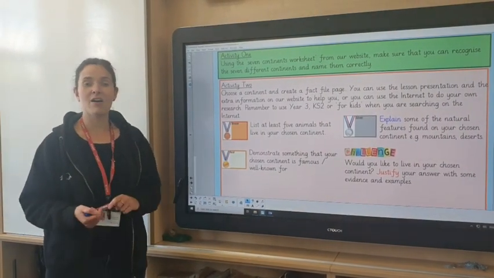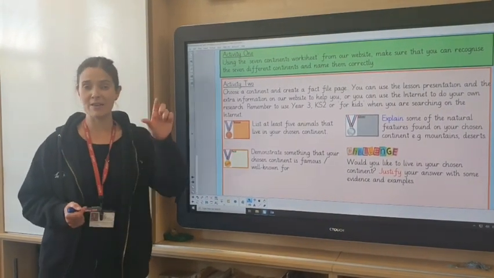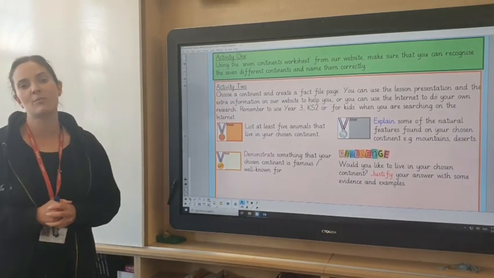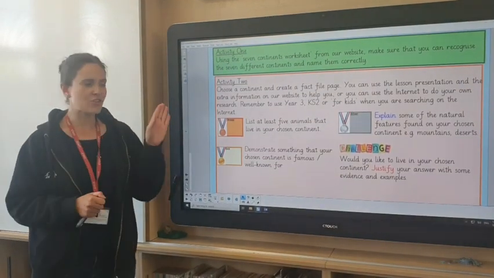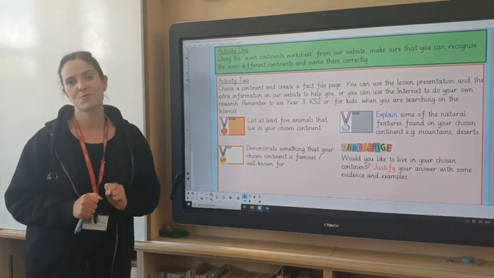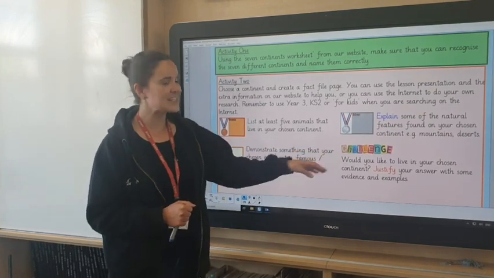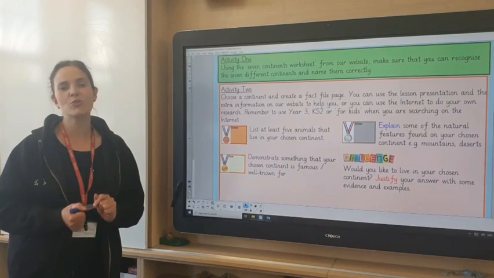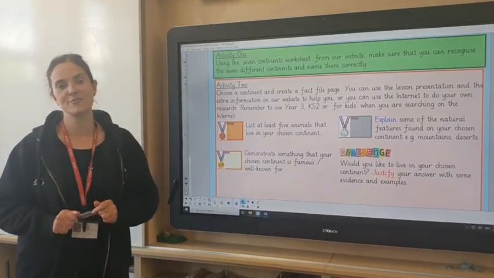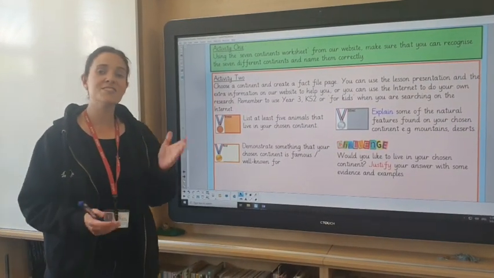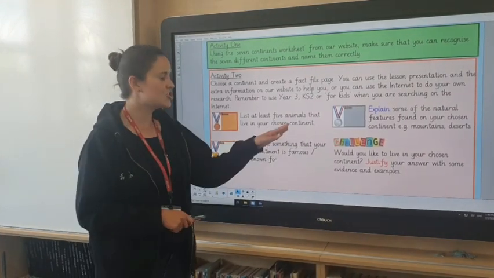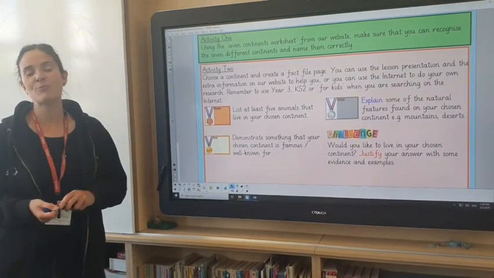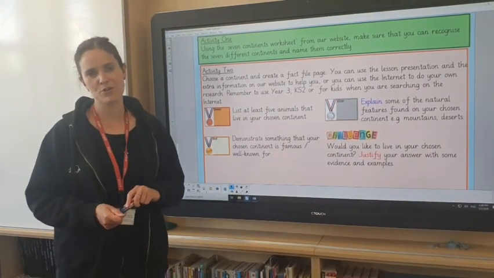How you present that part of your fact file is up to you. It can be a piece of writing, it can be a picture, it can be a diagram. It is completely up to you. But something that the continent you have chosen is famous for. And then finally, as a bit of a challenge at the end, would you like to live in the continent you have chosen to do a fact file about? And whether the answer is yes or no, you must justify your answer using some of the evidence and the examples and the information that you have found.